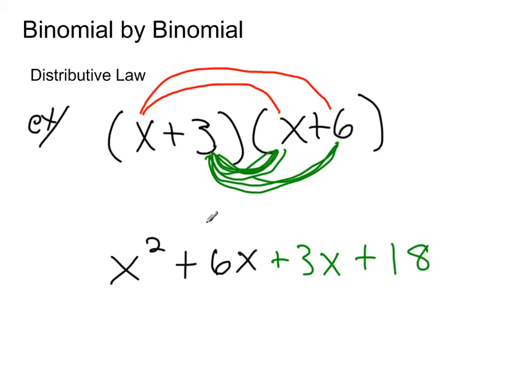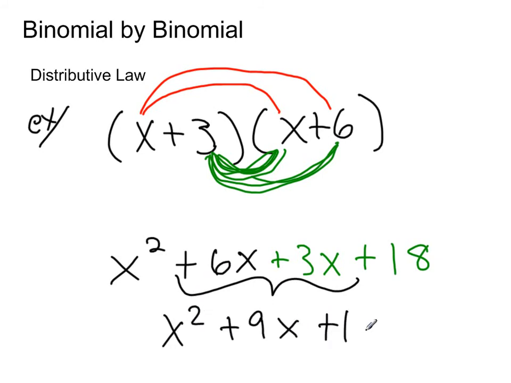Now we gotta be careful. Sometimes we end up with like terms, and if we're able to, we should combine them. So you might be noticing the 6x plus the 3x, which does combine and gets us 9x. So this would be our final answer.